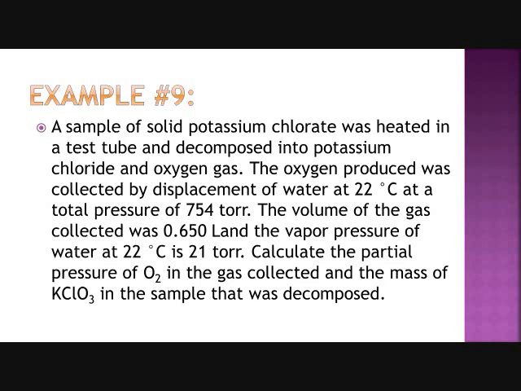A sample of solid potassium chlorate was heated in a test tube and decomposed into potassium chloride and oxygen gas. Uh-oh. A chemical reaction happened. What do you think you're going to have to do? Write it out. Exactly. The oxygen produced was collected by displacement of water at 22 degrees Celsius at a total pressure of 754 torr. The volume of the gas collected was 0.65 liters. And the vapor pressure of water at 22 degrees Celsius is 21 torr. Calculate the partial pressure of oxygen in the gas collected and the mass of the potassium chlorate in the sample that was decomposed.